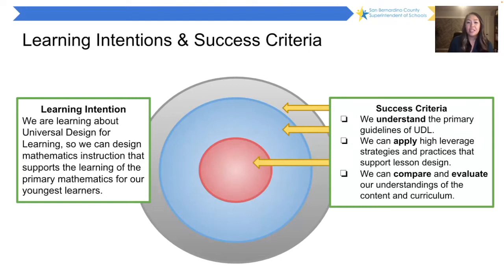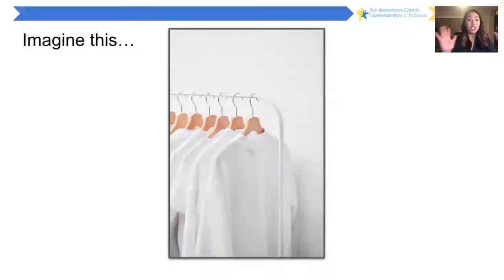Okay, so to start, I want you to look at this image. I want you to imagine something. Imagine you walk into a clothing store to buy a new outfit and everything in the store looks exactly the same. There's no colors, there's no expression of self, and every single thing is one size fits all. How would you feel in that store? Would you be excited to shop there? Would you be excited to walk out with your bags of clothes?